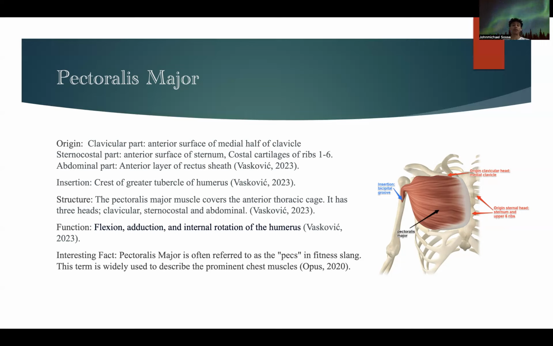Together, they all insert into the crest of the greater tubercle of the humerus. The structure of the pectoralis major muscle covers the anterior thoracic cage. It has three heads, like I've mentioned before: the clavicular, sternocostal, and the abdominal. The function of this muscle group includes flexion, adduction, and internal rotation of the humerus.